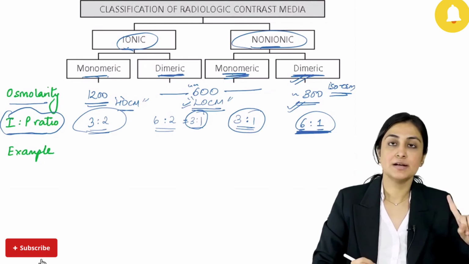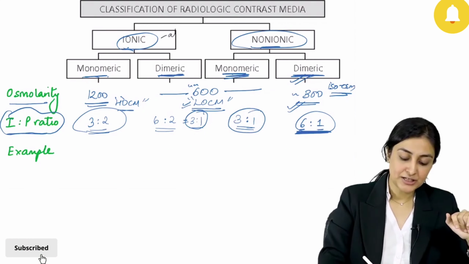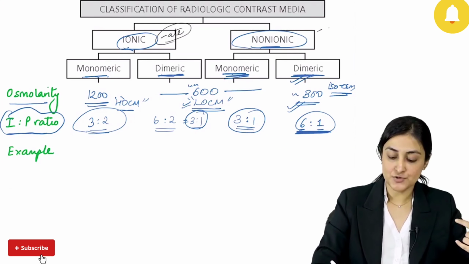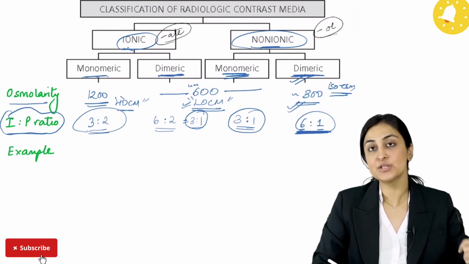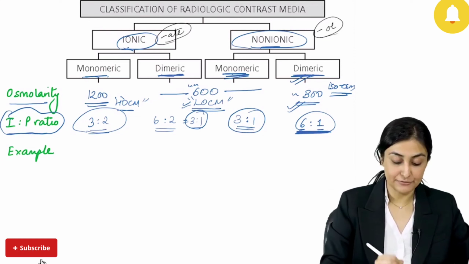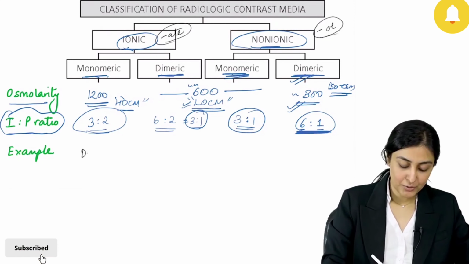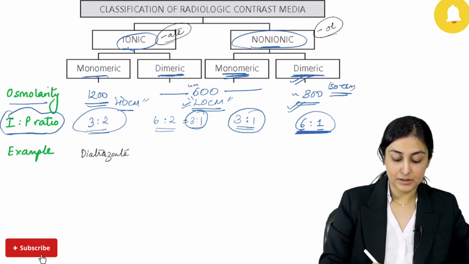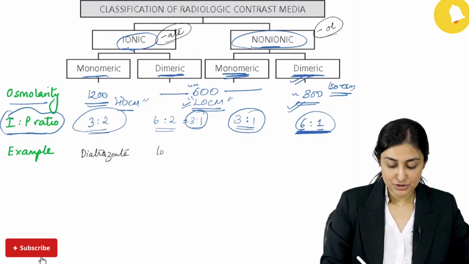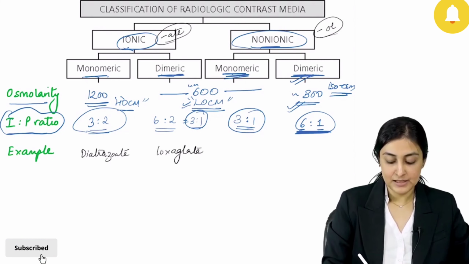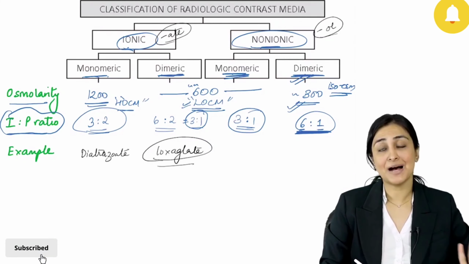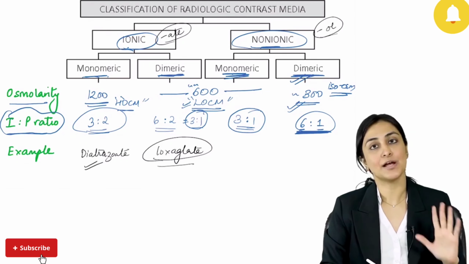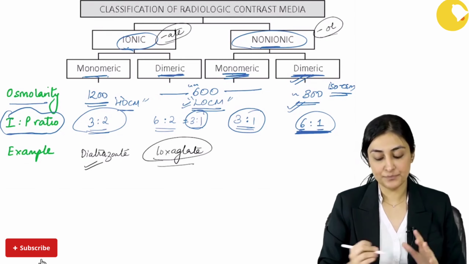Talking about examples, remember anything which is ionic is going to end with 'ate'. The name is going to end with 'ate' because it's a salt, whereas non-ionic and alcohol will end with 'ol'. Okay, so that is how we can identify. Ionic monomer, the compound I want you to remember is called diatrizoate. The compound ionic dimer I want you to remember, ioxaglate. One trick, anything apart from ioxaglate which ends with 'ate' in your option, it goes here. It's an ionic monomer. Alright, so remember this trick.